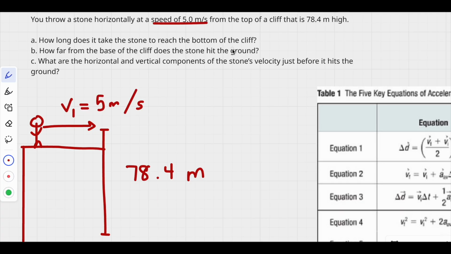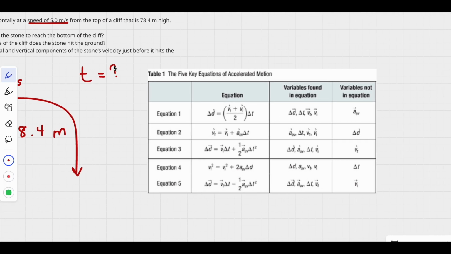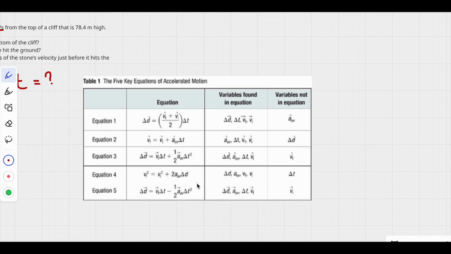How long does it take the stone to reach the bottom of the cliff? When they say how long, they are asking for time. And we want the time it takes that stone to hit the ground. Now with projectile motion, you will have to look at the 5 kinematics equations, which is usually covered in the previous unit before you learn projectile motion.